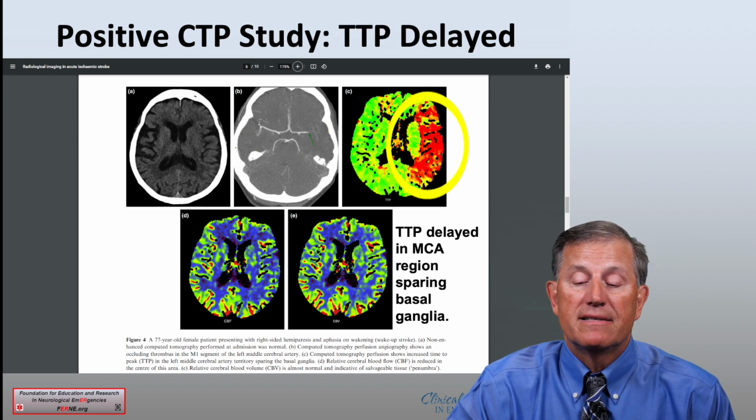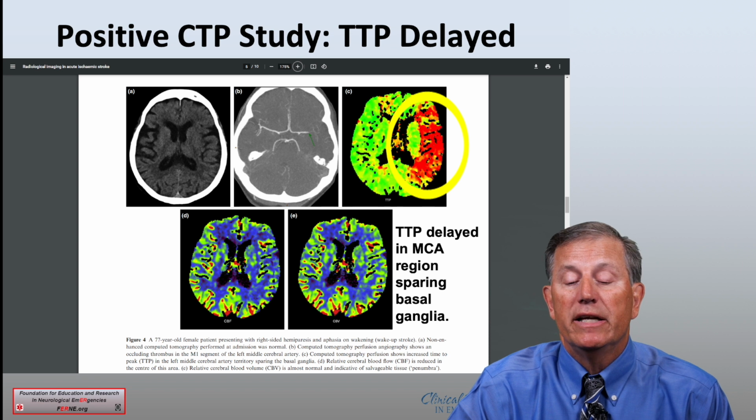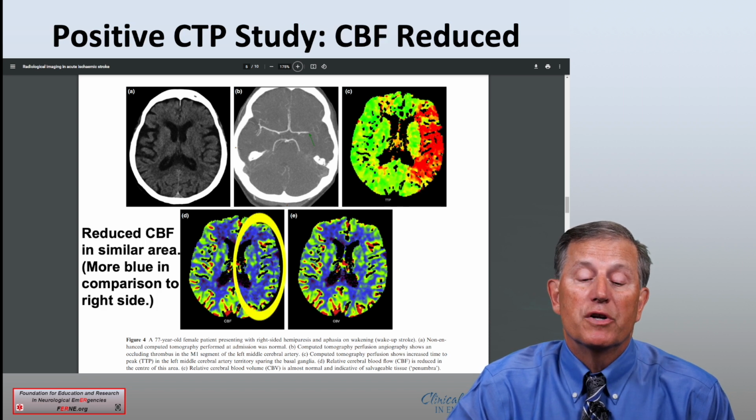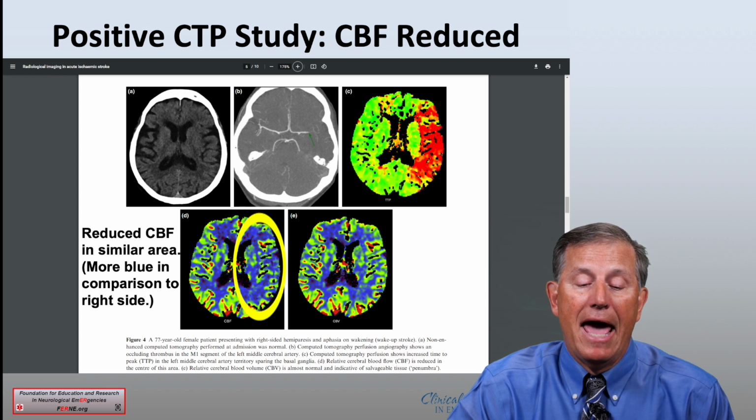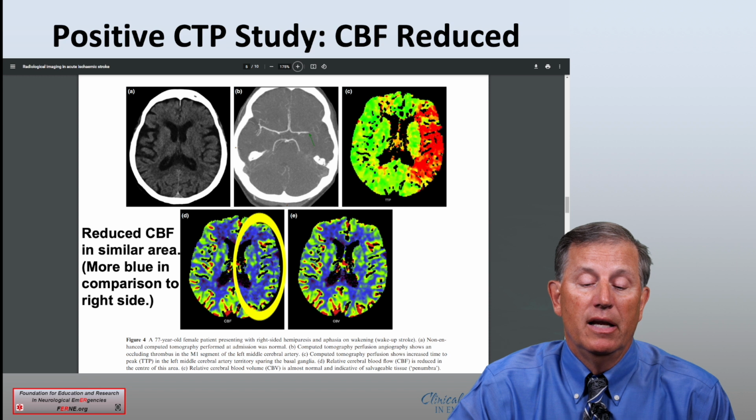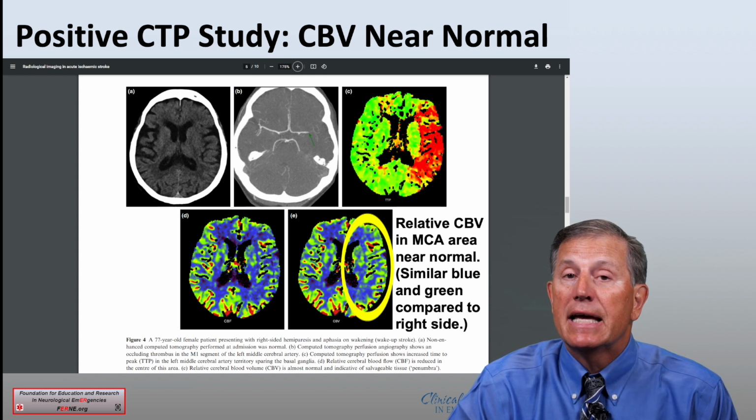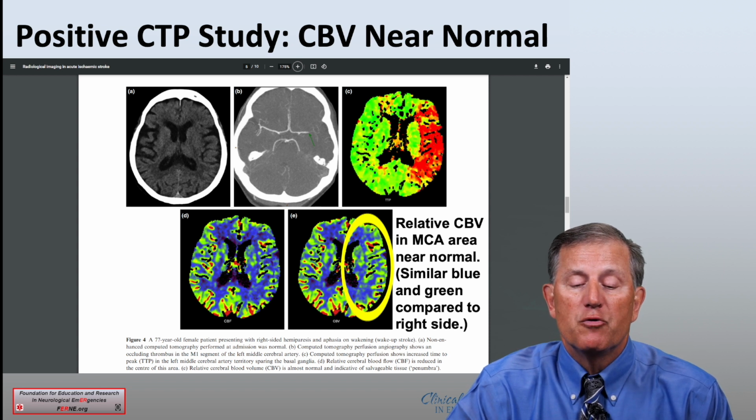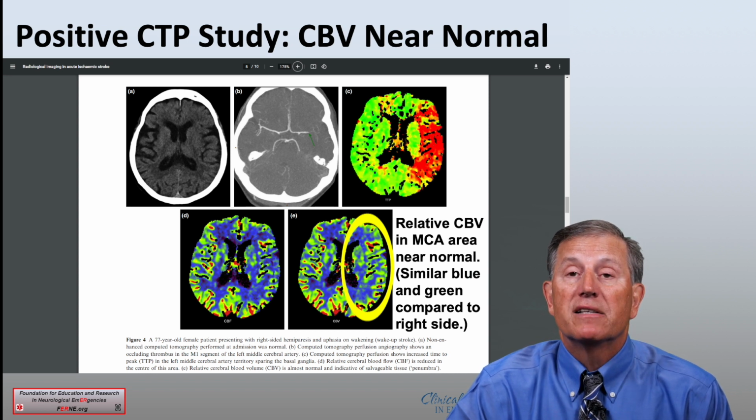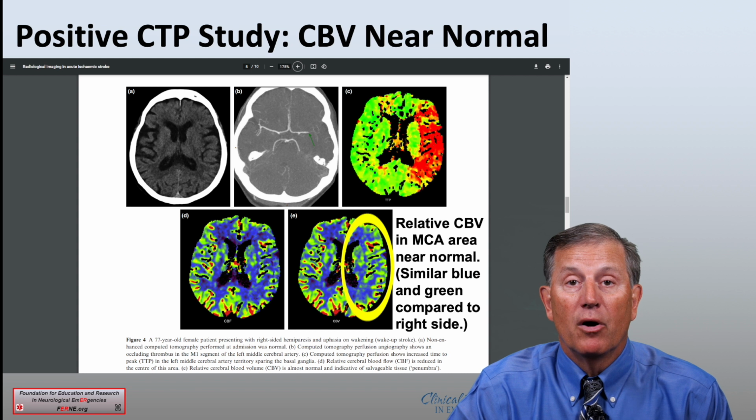The time to perfusion is delayed in this MCA region, but it does spare the basal ganglia, which is next to it in green. Now you can see there is reduced cerebral blood flow in the same area as the area that had the increased time to perfusion. In other words, there's more blue on this side as compared to the right. And lastly, the relative cerebral blood volume in this MCA area is near normal. In other words, the two sides on this last image where there's a yellow circle appear similar. And as we stated, if the relative cerebral blood volume approaches normal, this could represent an ischemic penumbra and not a fully established core infarct.